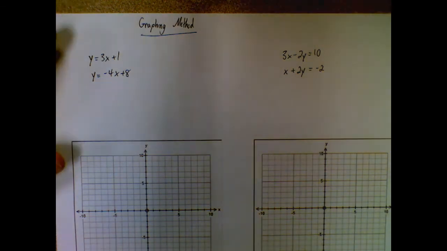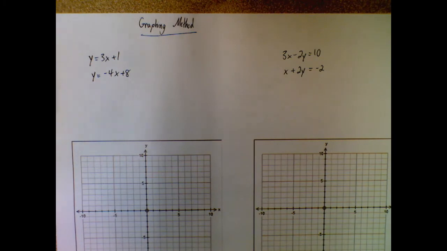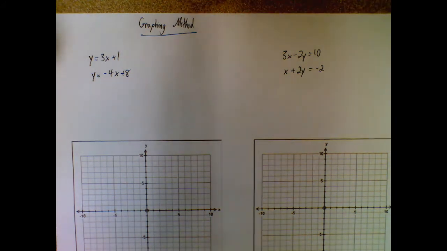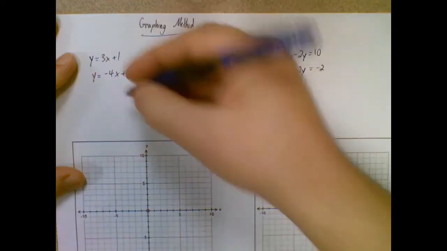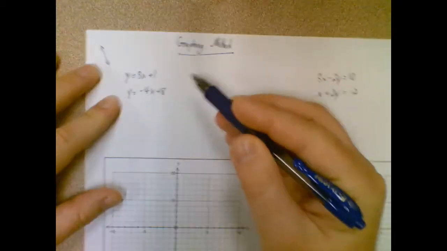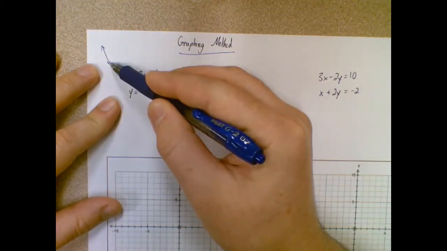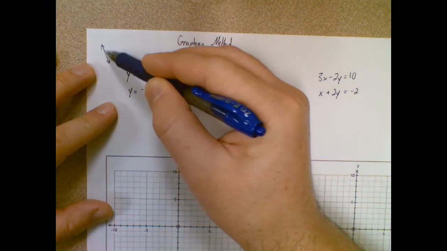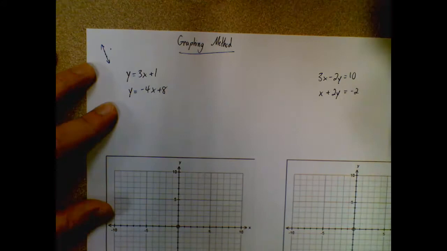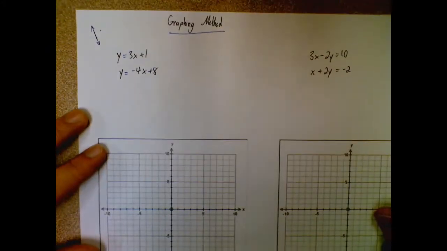The graphing method itself is a way of using what we know about lines and graphs in order to find a solution to both of them. What we really want to remember is if we have a line, any line at all, everything on that line is considered a solution. So this would be a solution, this would be a solution, this would be a solution, this would not be a solution since it's not on the line. We're going to use that idea in order to find a solution.